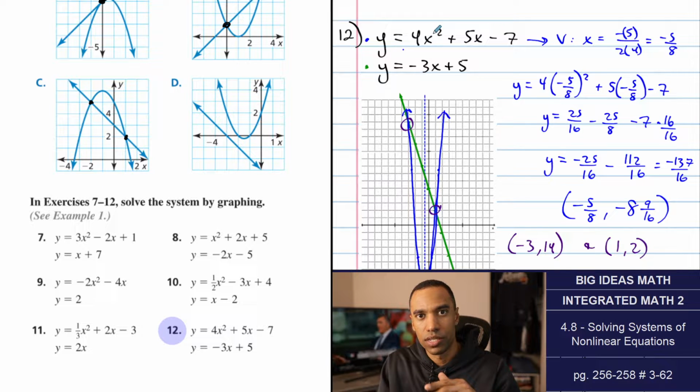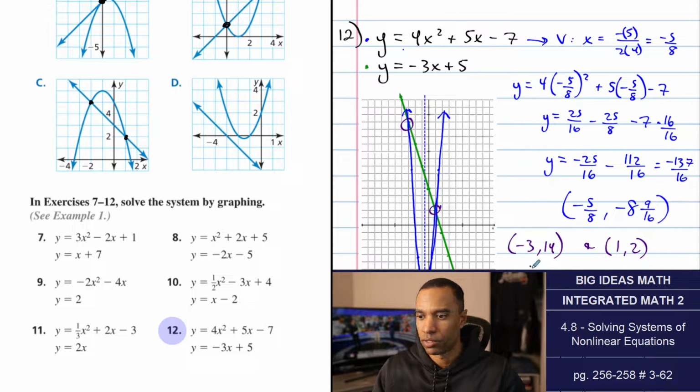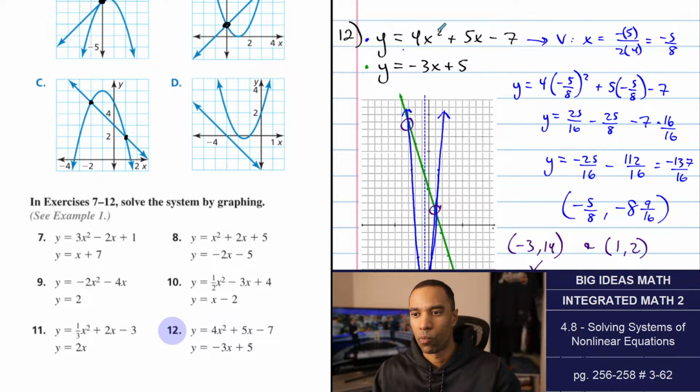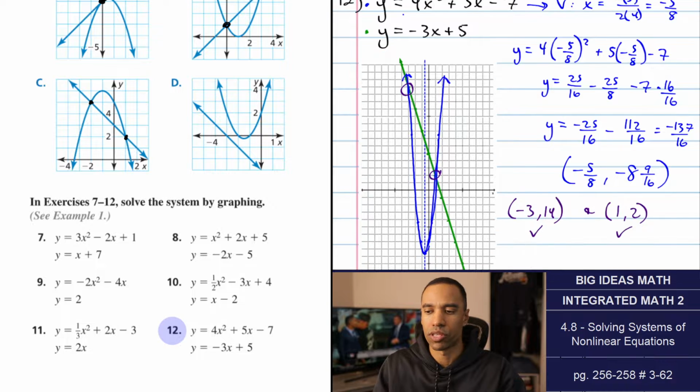Negative 3 squared is 9 times 4 is 36. Minus 15 is 21. Minus 7 is 14. That one does check out. 1 comma 2. 1 squared is 1 times 4 is 4. Plus 5 is 9. Minus 7 is 2. That one checks out. All right, so those are the two answers there.